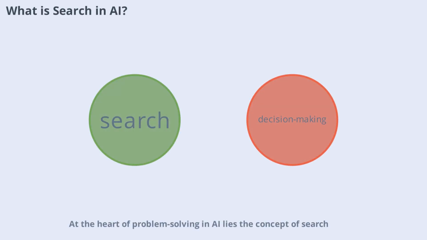At the heart of problem-solving in AI lies the concept of search. Search refers to the process of exploring possible sequences of actions to reach a desired outcome. When an agent faces a challenge, it doesn't just act randomly; it systematically considers different possibilities, weighing each one to find the most promising path. This process is essential for tasks ranging from navigating a map to playing chess. By understanding search, we unlock the foundation of intelligent decision-making in machines.